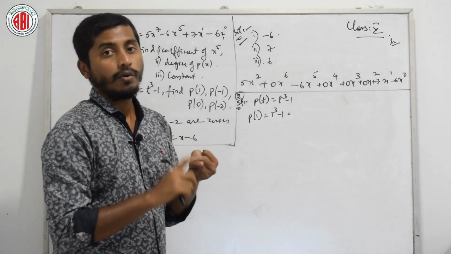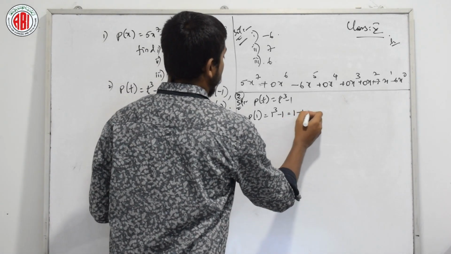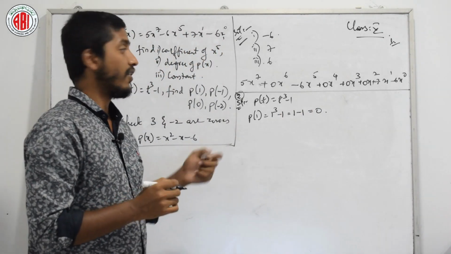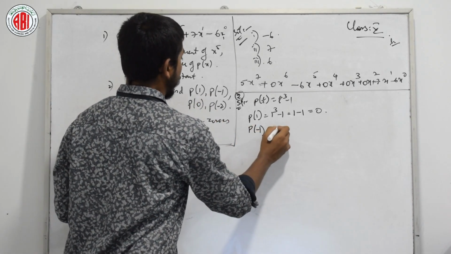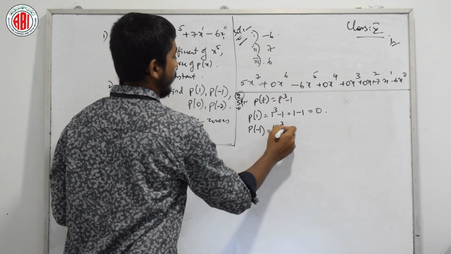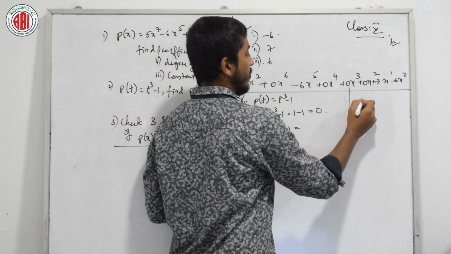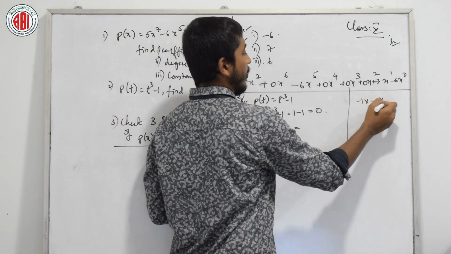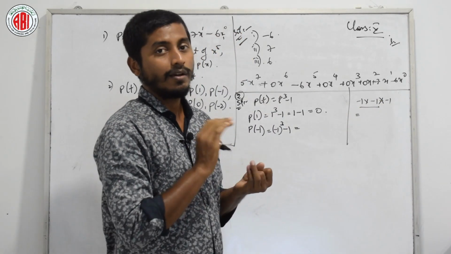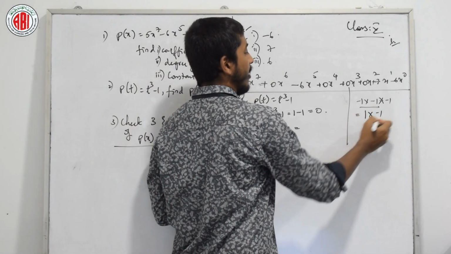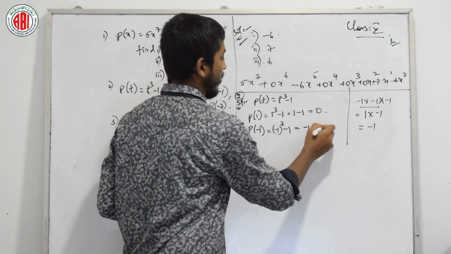What is 1 cube? 1 into 1 into 1, 1 ones are 1, again 1 ones are 1, that is 1 minus 1 which is 0. That is the value of p of 1. The next is p of minus 1, that is minus 1, instead of t we have to substitute minus 1. What is the value of minus 1 whole cube? Minus 1 cube is minus 1 into minus 1 into minus 1, that is minus 1 into minus 1 is plus, minus into minus is plus, 1 into 1 is 1, again 1 into minus 1, it is minus 1. Is it okay? Again minus 1 is left.